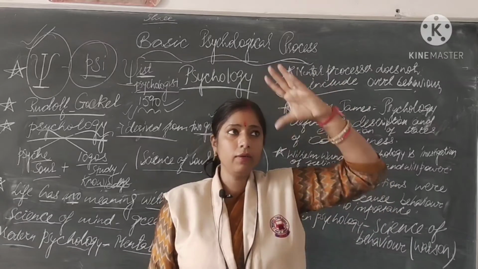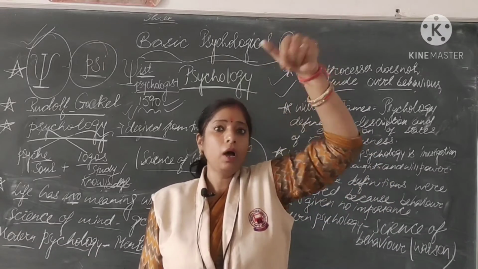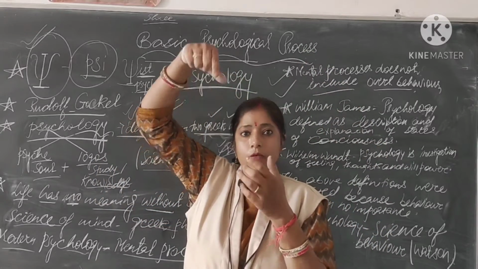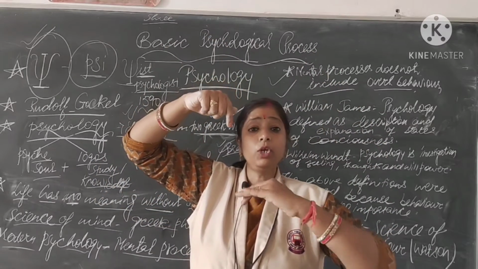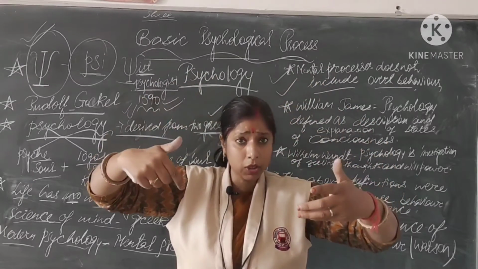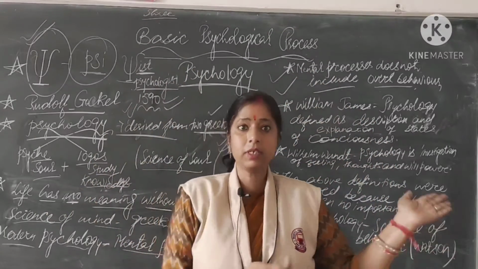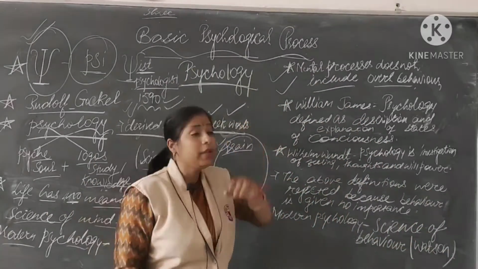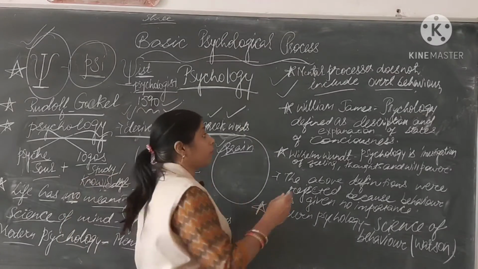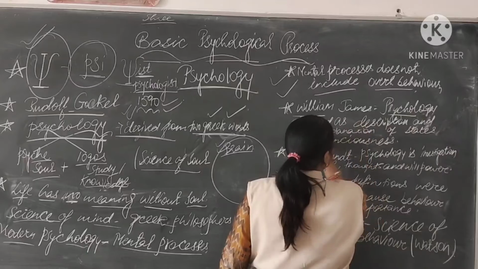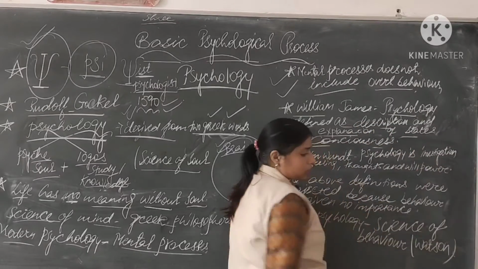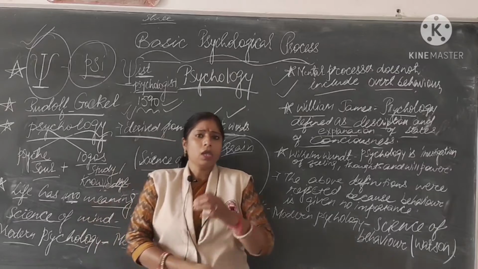The word psychology has started its journey from soul to mind, then from mind to internal feelings, then to mental processes, and then consciousness, which we will study now. William James, one of the most important philosophers, believed psychology is defined as the description and explanation of states of consciousness. What does consciousness mean?